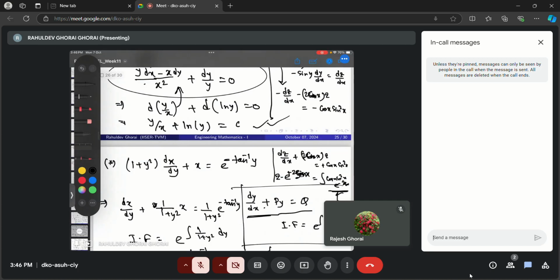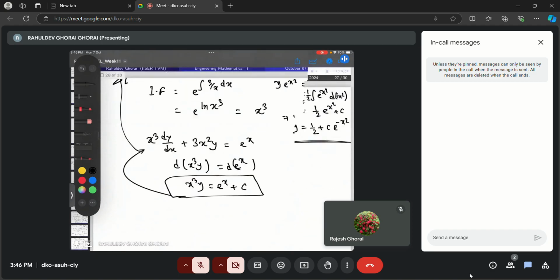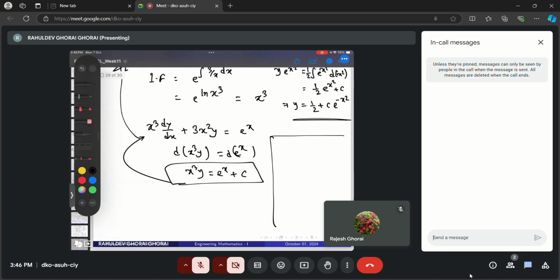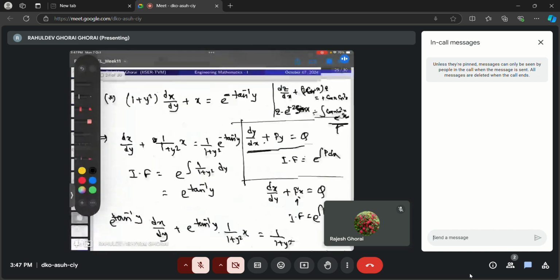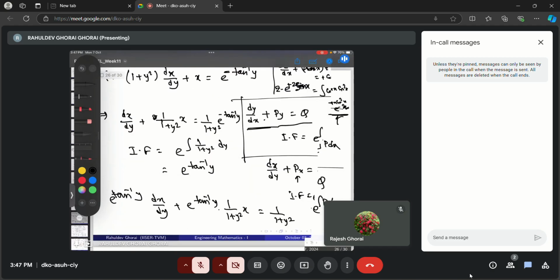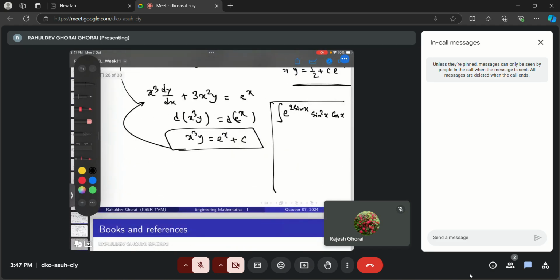So at the end you have to integrate: the integration of cos x sin² x times e to the power 2 sin x. Let me finish the calculation anyway. That integration is equal to z times e to the power 2 sin x, where z is cos y. So cos y times e to the power 2 sin x will be equal to this integration with respect to x.